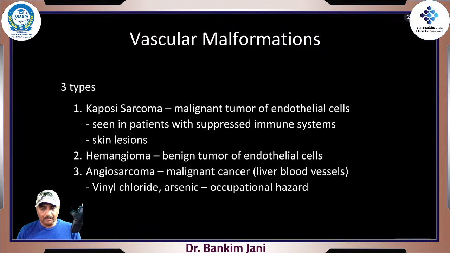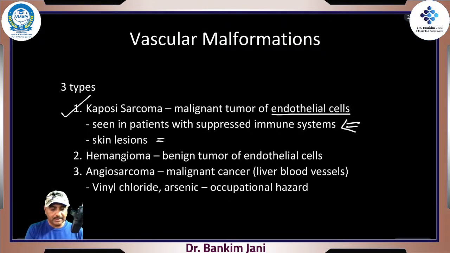Regarding these vascular malformations, 3 types. One is Kaposi's sarcoma. This is a sarcoma, right? So this is a malignant tumor of endothelial cells, seen in patients with suppressed immune systems and skin lesions. The second is hemangioma. Hemangioma is benign, right? Sarcoma is malignant, remember that. So hemangioma is a benign tumor of endothelial cells.